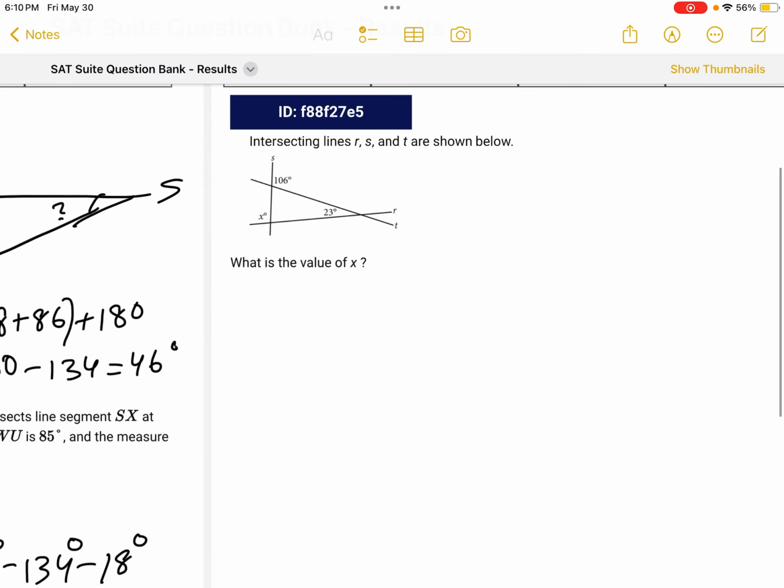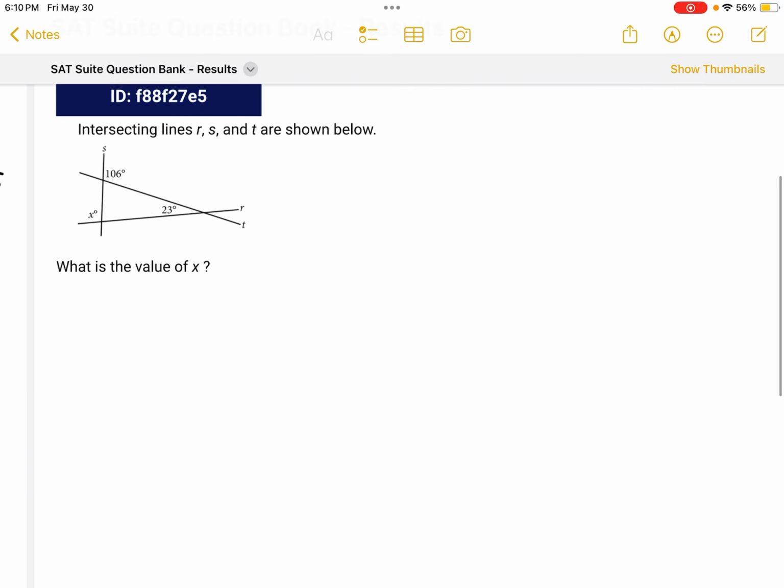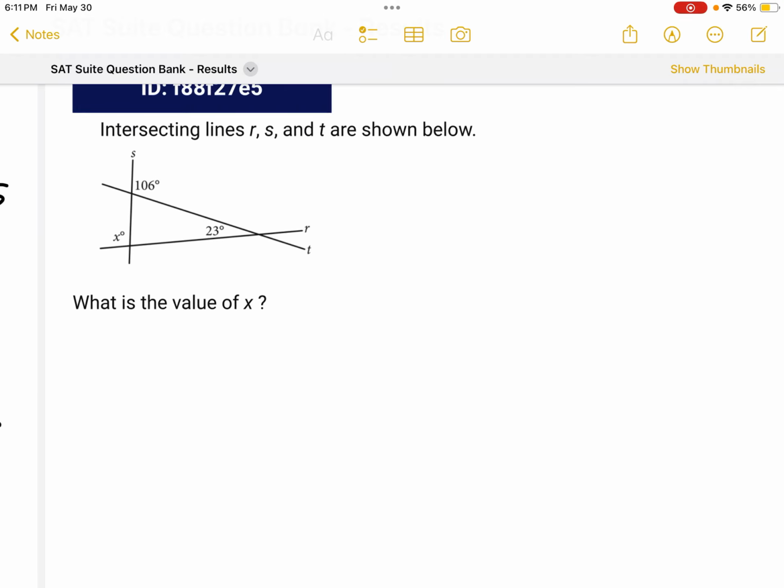Right? Moving on. Here we go. Intersecting lines R, S, and T are shown below. What's the value of X? So in these kinds of angle chasing problems where they ask you to find an angle X, usually you apply the property that the sum of the angles in a triangle is 180 degrees. You look for supplementary angles. And you sometimes look for parallel lines that can tell you relationships between angles that are on the same side of the parallel lines, on the opposite sides, right?